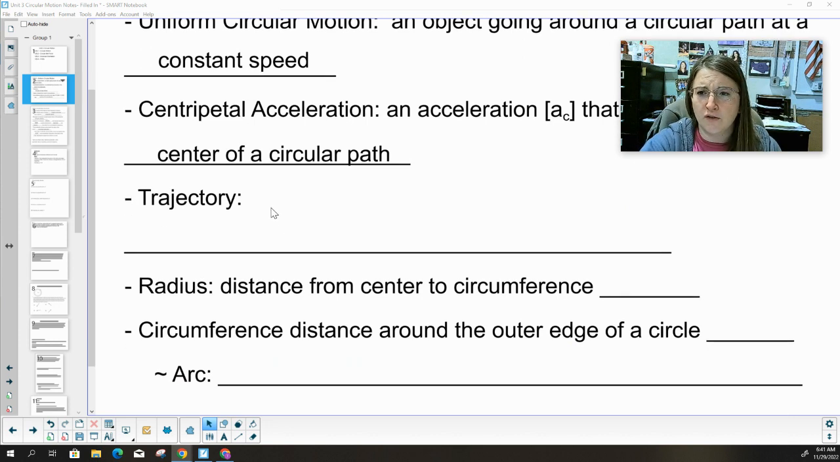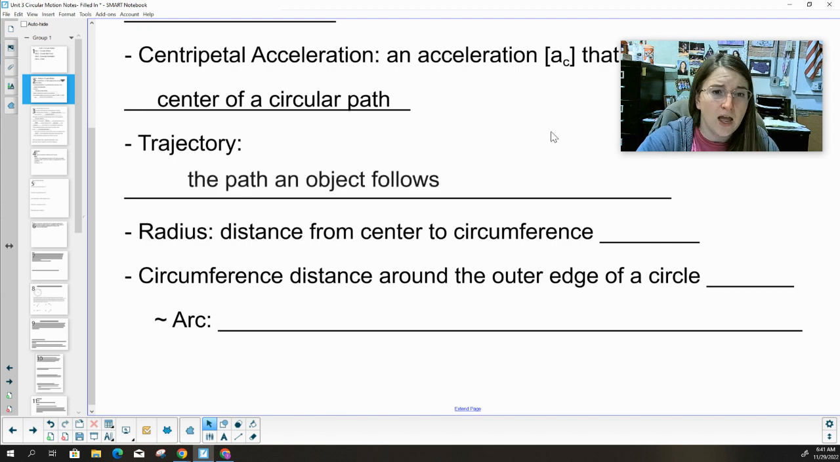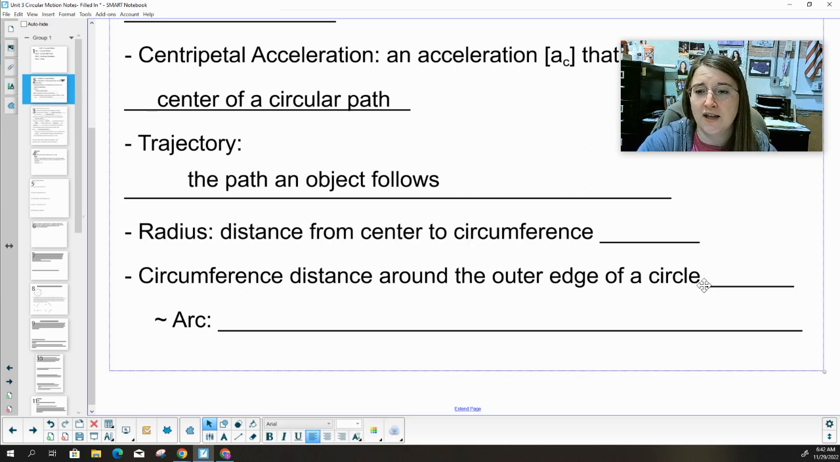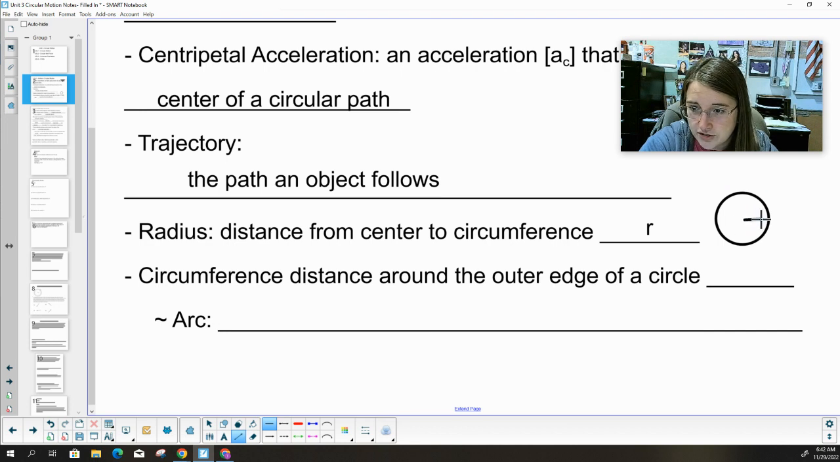Just a few other little vocabs to review here as well is the word trajectory. If you don't know the word trajectory, that just means the path an object follows. So they talk about the trajectory of an object. It's the circular path it follows. Because it's a circle, we need to talk about the radius of that circle, which is the distance from the center to the circumference itself. And again, this is little r, right? So we know in a circle, there's my center right there. So my radius goes from about there at the center to the outside. There's my radius, right?